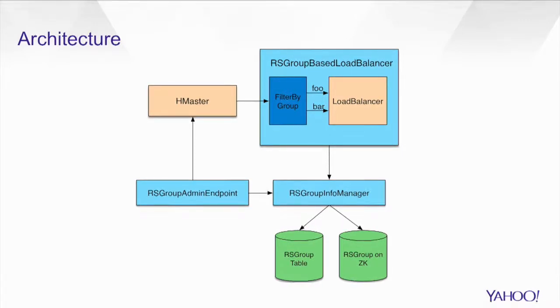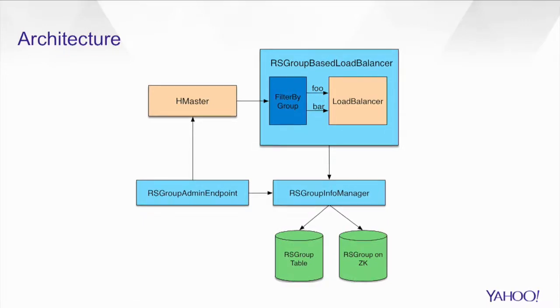Below that, we have the RS group info manager, which takes care of persistence. We persist the region server group information in 2 places. One is in an HBase table, and one is in Zookeeper. We put it in Zookeeper for cases where you need to bring the cluster back up. During this time, the HBase table is unavailable, so we read the information from Zookeeper.